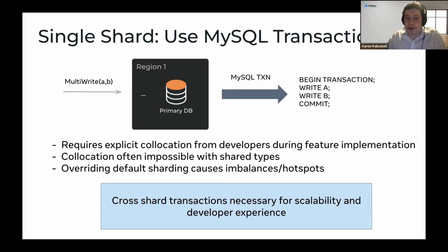And overriding the default sharding can cause significant imbalances. If you have some major celebrity, you put everything for that celebrity on the same shard, and then they release a new album or release something new that causes a lot of traffic. You suddenly get a shard that has potentially millions of queries to it in a second, and that can really cause problems for the underlying system. The takeaway from this is that cross-shard transactions are really necessary for scalability and developer experience.